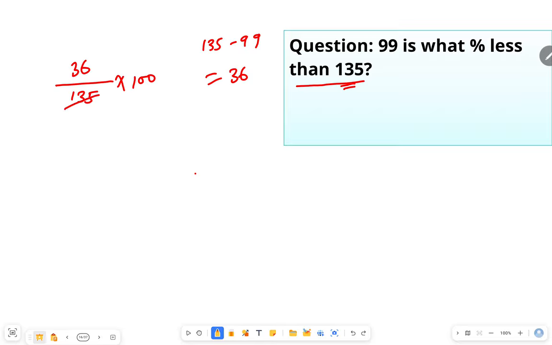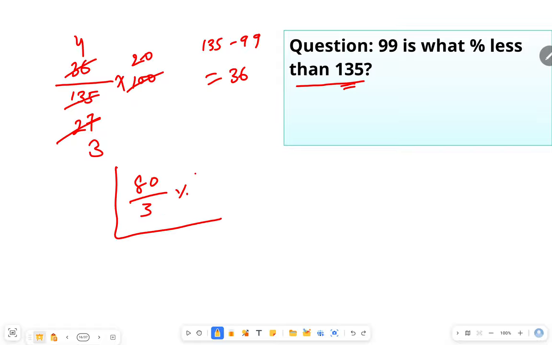With 5 you can divide, right? And then with 5 here it will give 20. Then further you can divide it with 9, 3 times, and here 4 times. Total we have how much? 80 upon 3. 80 upon 3%. This is our answer, right?